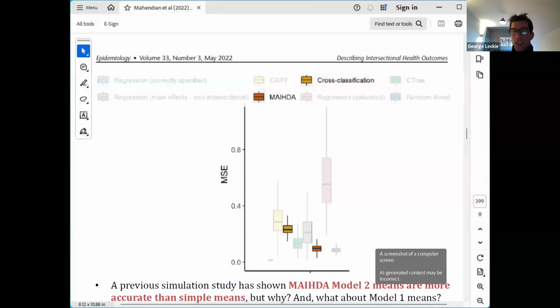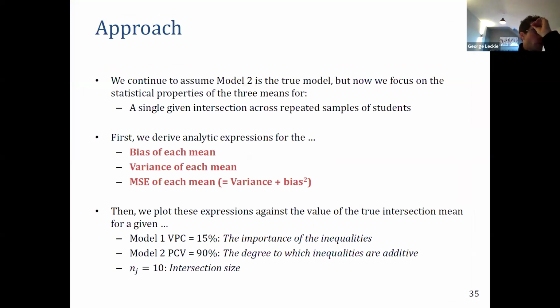And we also show how it matters what the actual true value of the intersection mean is and how that deviates from additivity. That's an important part of this. So again, model 2 is the true model, same setup as before. The main difference is that we now additionally focus on a small intersection of size 10, because once again, if the intersection of interest is big, 50 or 100 people, you're going to get the same answers from all three methods. Okay, so let's focus on a small intersection.